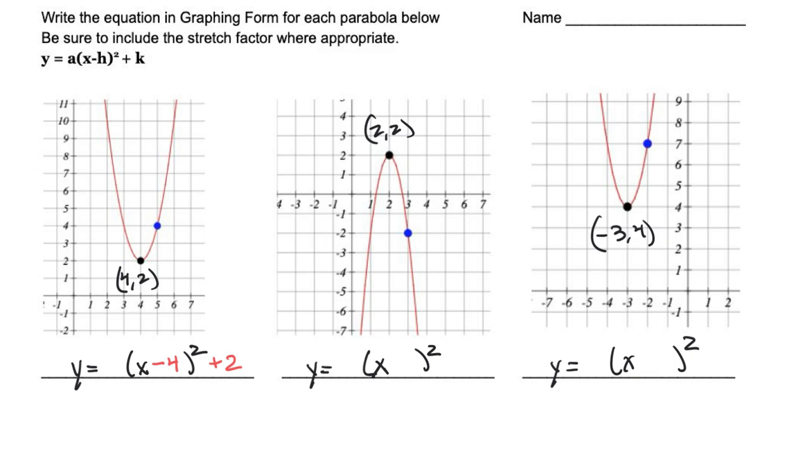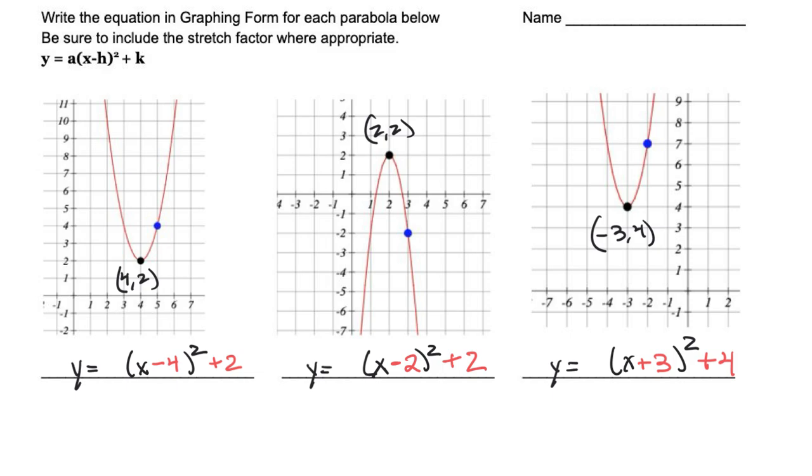For the second example, your coordinate is 2, 2, so it's the same, but since x equals 2, you do minus 2 on the inside of the parentheses, and plus 2 on the outside. For the last one, your vertex is at negative 3, 4. The x value is negative 3, so inside the parentheses you put x plus 3, and then you put a plus 4 on the outside. For each of these, you did the opposite of the x value of the vertex inside your parentheses, and you kept the y value of your vertex on the outside. That's the h and the k.